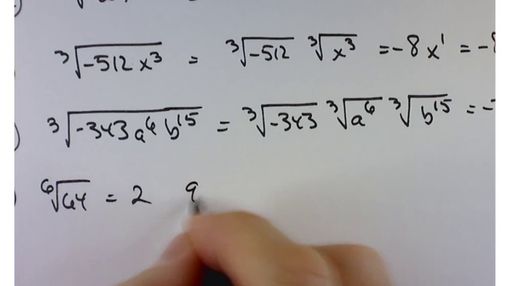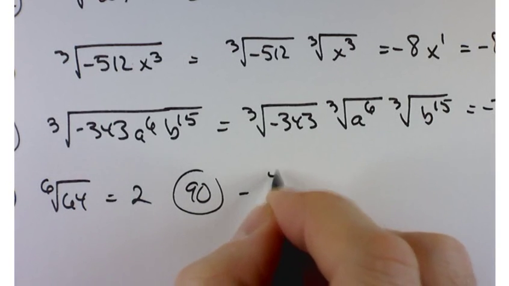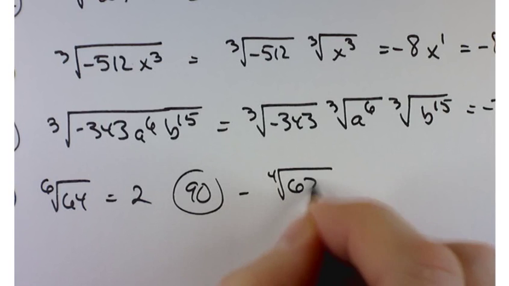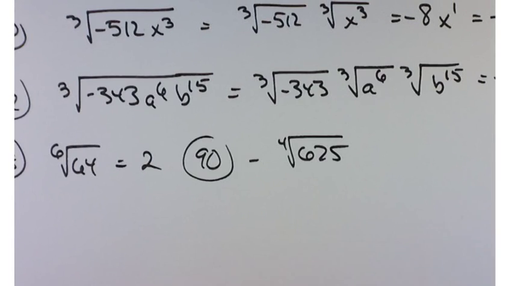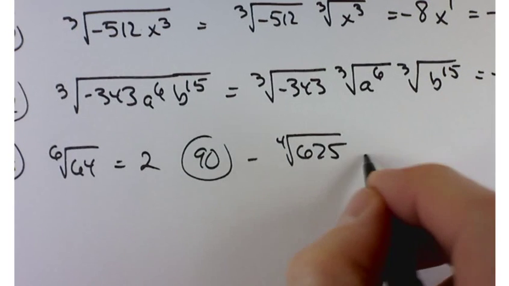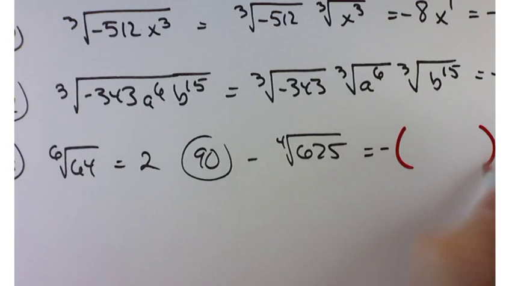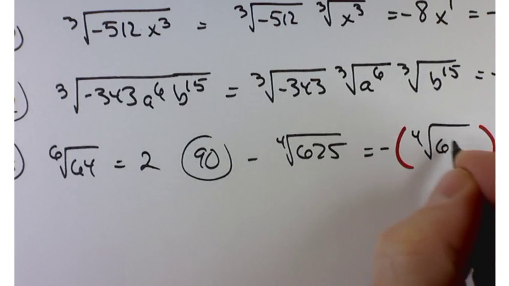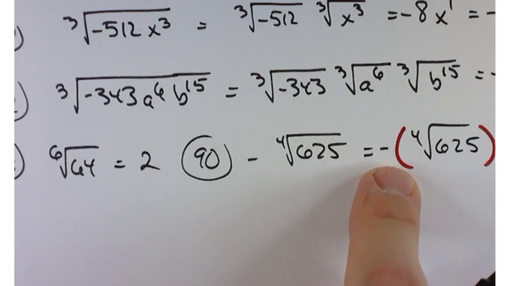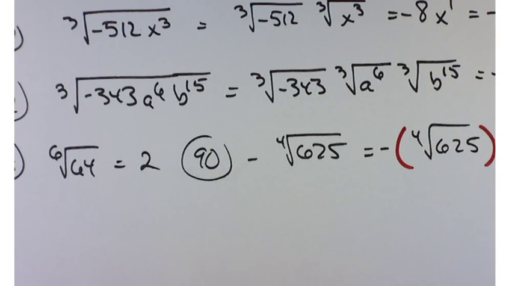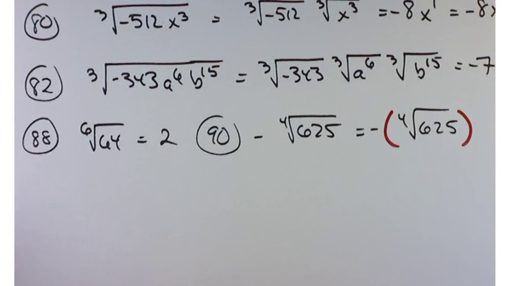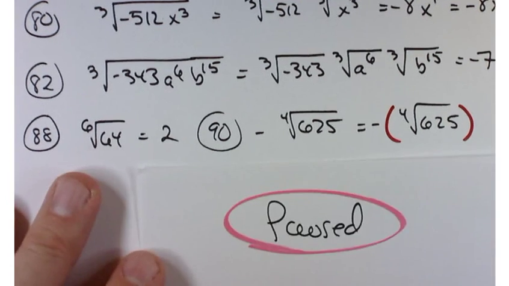We can do number 90 next. Negative the 4th root of 625. What I would suggest is just leave the negative off till the end. So kind of regard it like this. Let's focus on the 4th root of 625, and then just realize that your answer is going to be negative. We want the negative of that one right there. So again, I'll walk around, try and help out. If you're struggling, let me know.